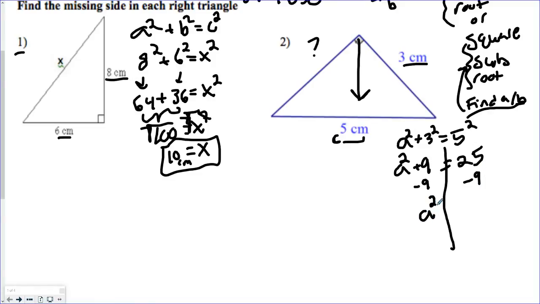we get a squared equals, and again, remember you do the same thing on both sides. So if you subtract 9 from one side, you have to do it to the other side. That gives me 16.